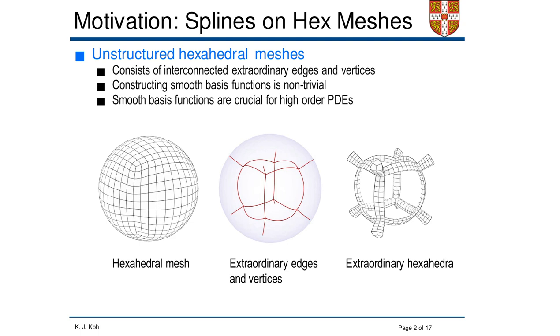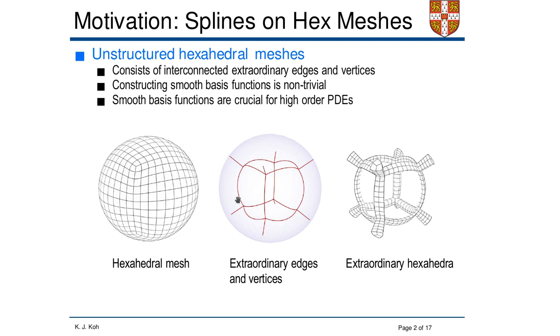Here, I will keep things simple and focus only on the key ideas. One of the key advantages of spline basis functions, which really brings success to isogeometric analysis, is smoothness. So in this context, what motivates our work is: how can we construct smooth splines on hex meshes? For example, here is a hex mesh of a sphere. We can see that the extraordinary edges and vertices, as highlighted in red here, are all interconnected. So it is really challenging to define smooth splines in this mesh.